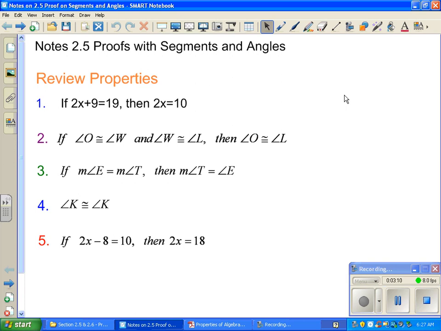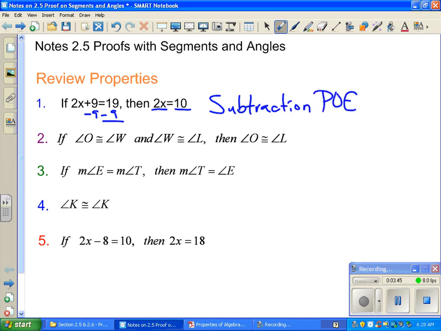Now, what you want to do is look for the change between the if part of the problem to the then part. So I know when I solve this first problem, I'm going to take 9 away. And when I take 9 away, I end up getting 2x equals 10, because 19 minus 9 is 10. But when I name the property, I have to think about what operation I just did. I did subtraction, and that is the name of the property. The subtraction property of equality.